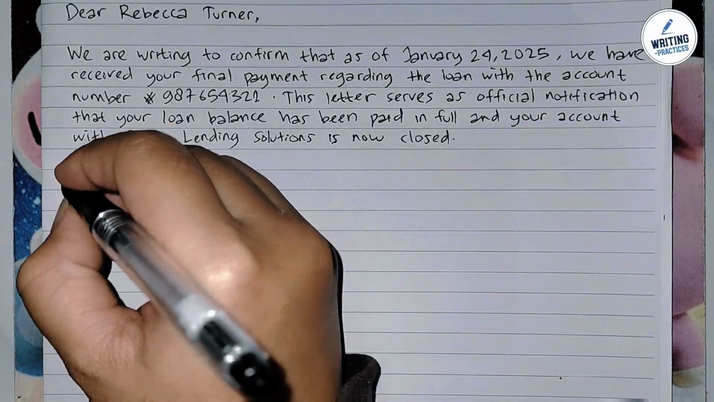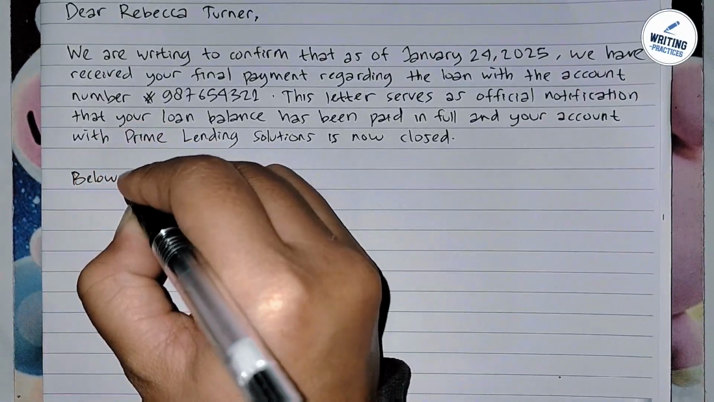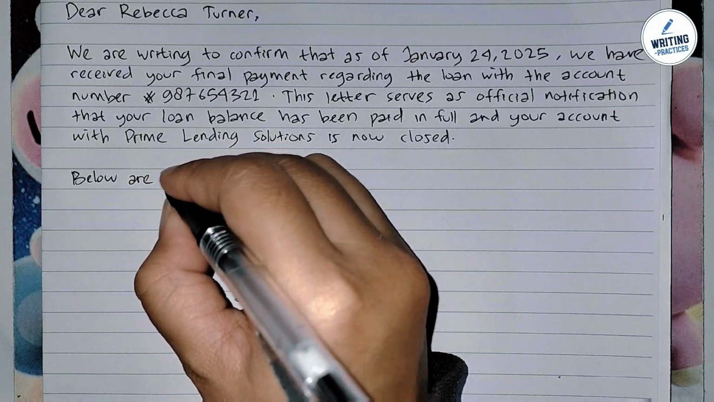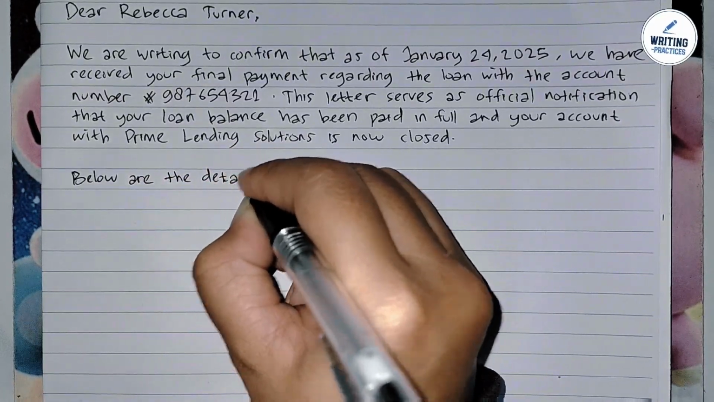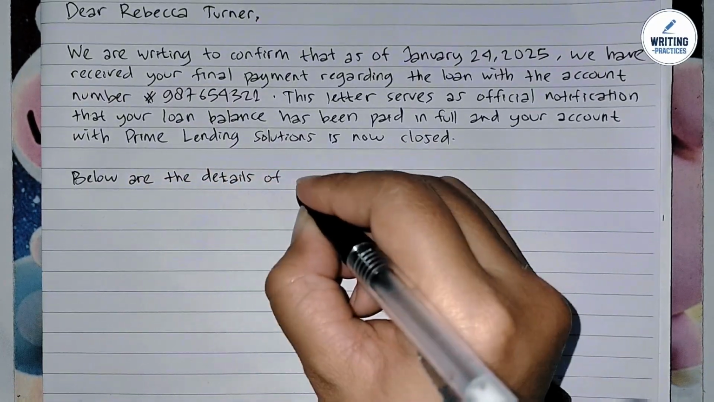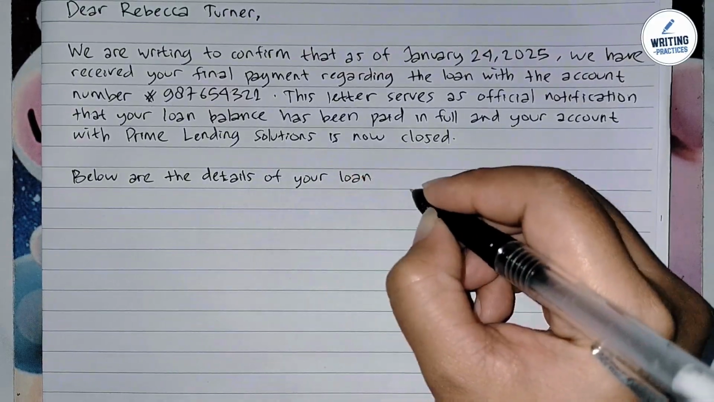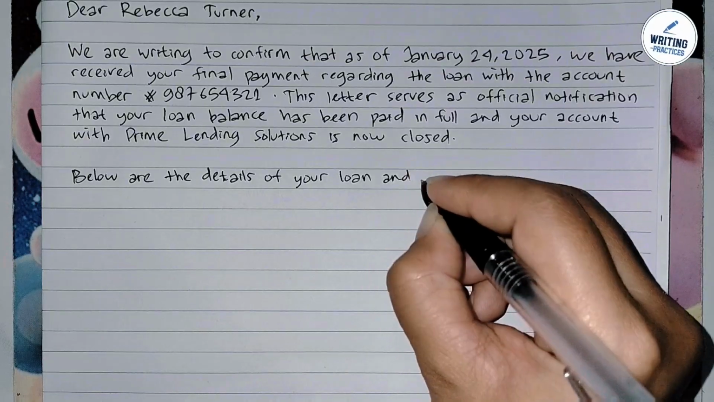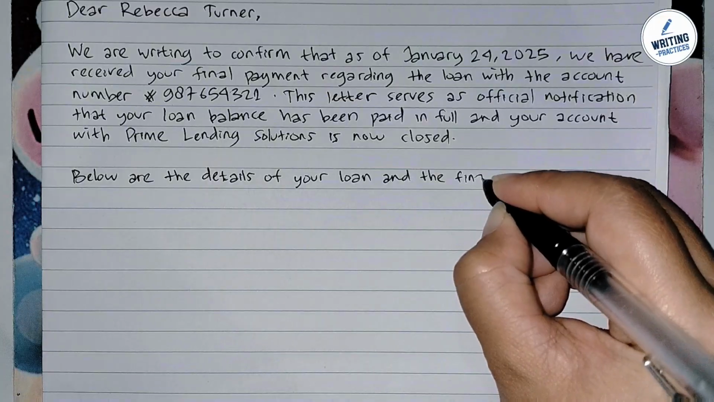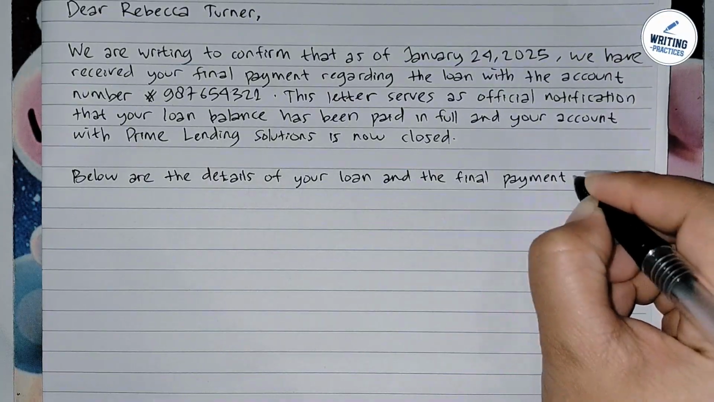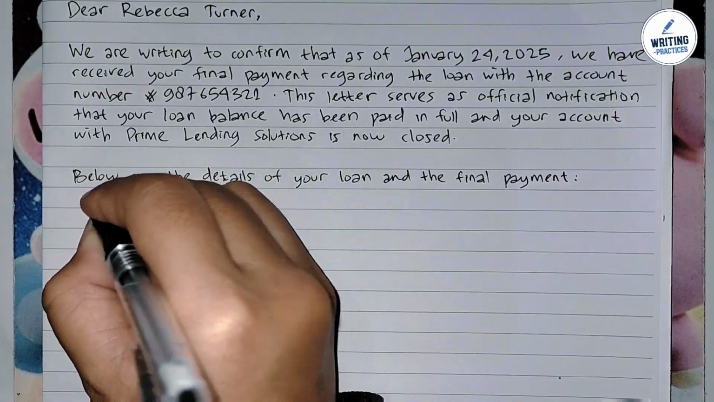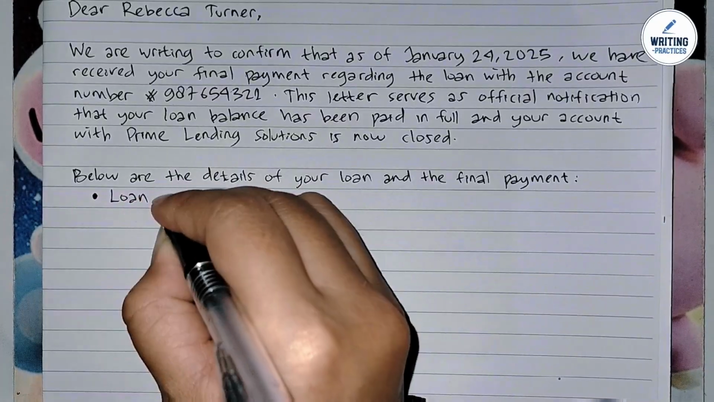In paragraph 2, this is where you write about loan details and final payment information. In this section, you must provide specific details about the loan and the final payment. You may write it like, below are the details of your loan and the final payment. The first point will be loan account number. It is the unique identifier for the loan account.